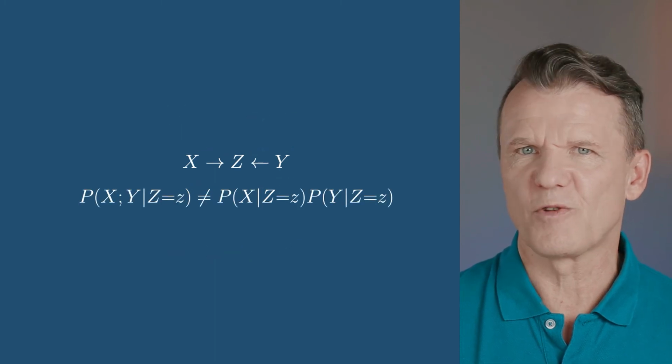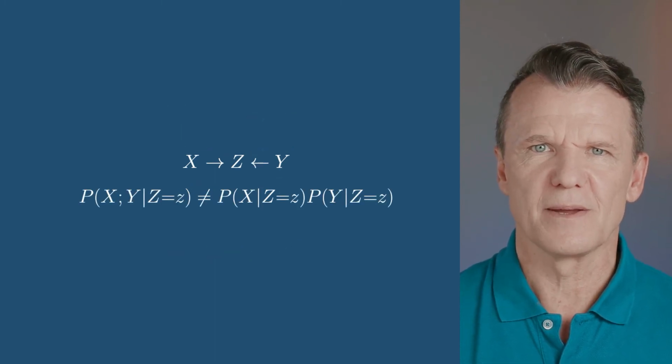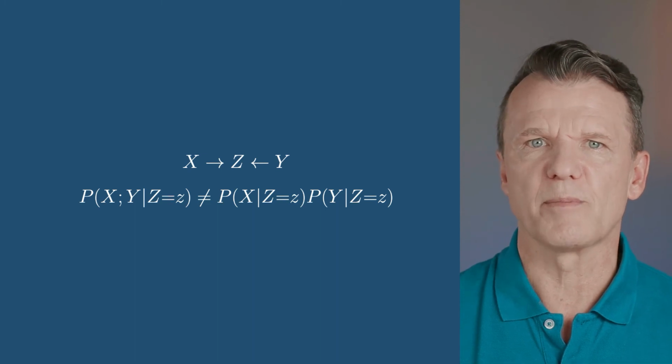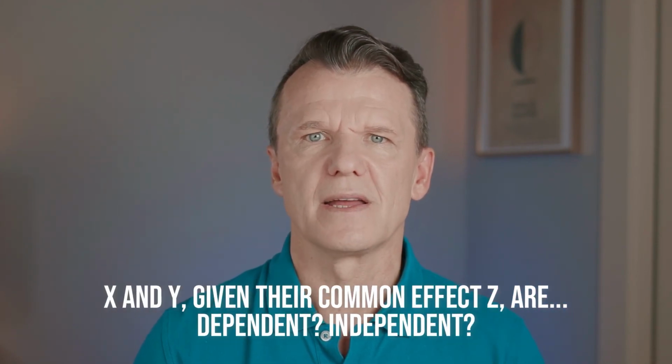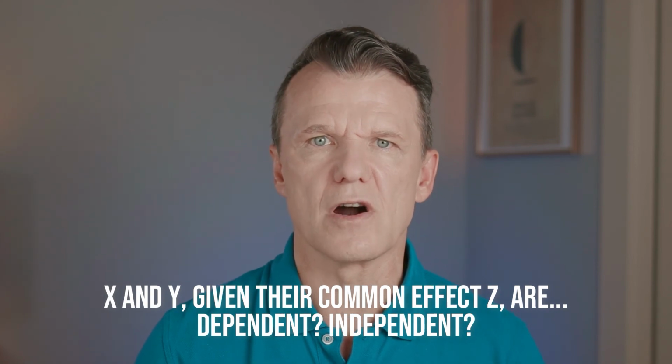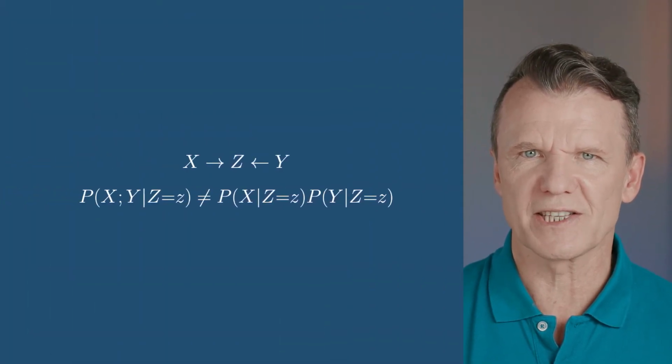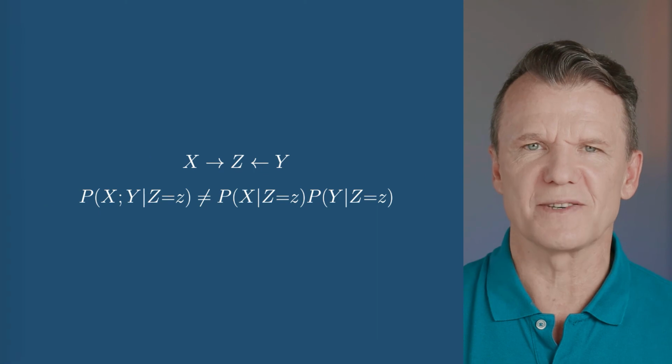Now, before we move to the end of this video, please think about the probabilistic interpretation of conditioning on a common effect. Pause the video and complete this sentence. X and Y, given their common effect Z, are... Did you conclude X and Y are dependent? That's awesome.